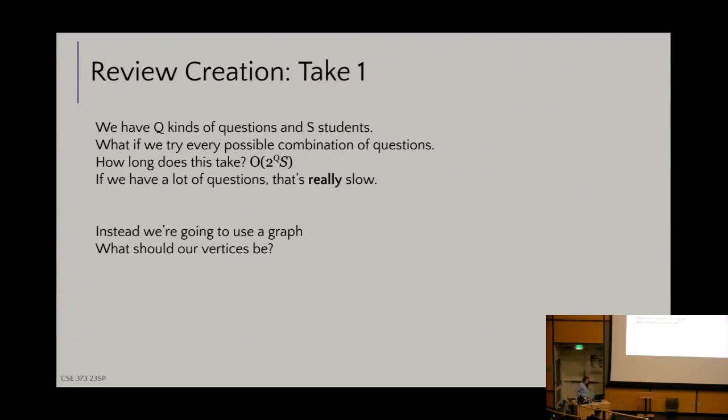So what if instead we transformed this into a graph problem and tried to figure out if those two things we talked about at the beginning of lecture could help us solve this problem? Because toposort and finding strongly connected components run in graph linear time, that's a very different runtime than 2 to the q.